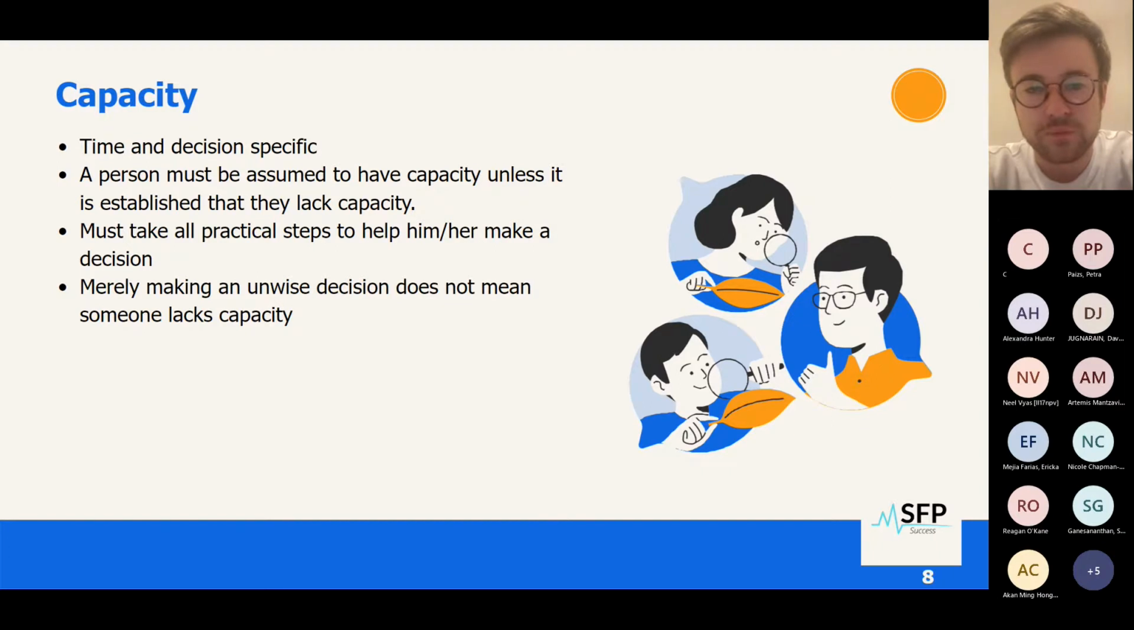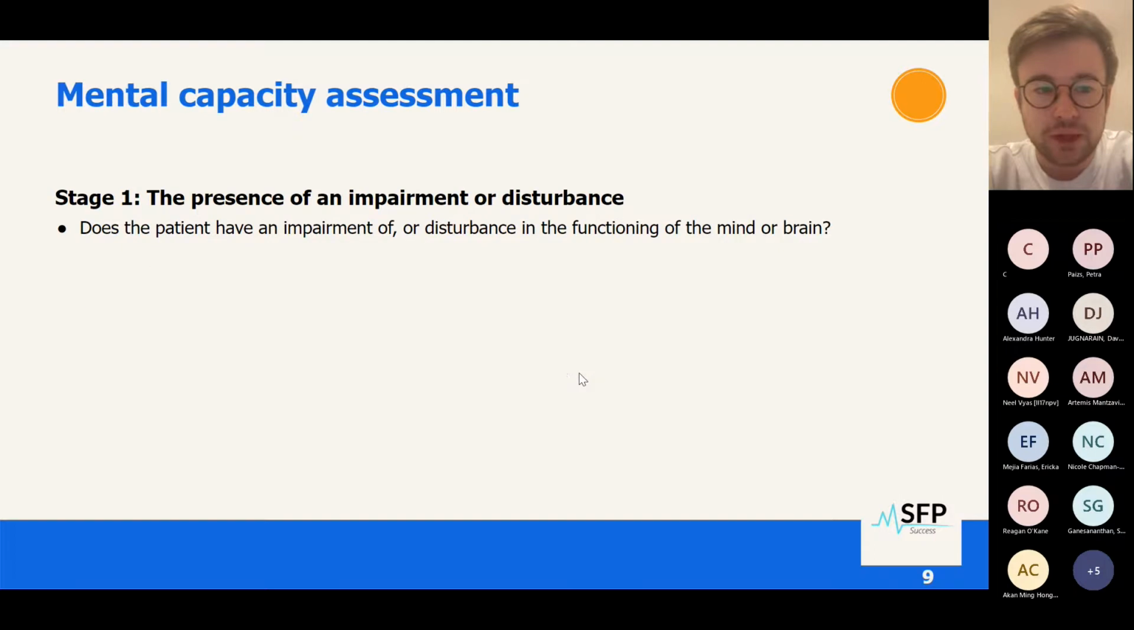So if we can just move over. Okay, so there are 2 stages to the mental capacity assessment. The first is there needs to be some sort of impairment or disturbance of their mind or brain. This can be a whole host of things. Quite often, people just assume that elderly patients don't have capacity if they're a little bit older, a little bit more forgetful. But that's not always the case.